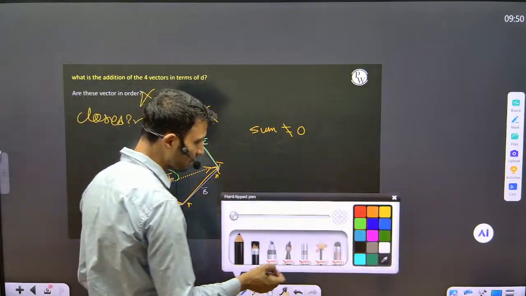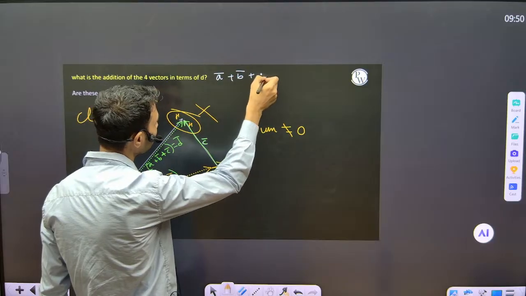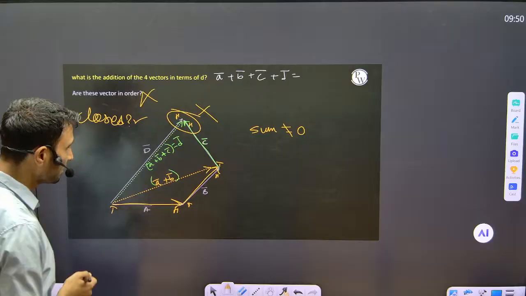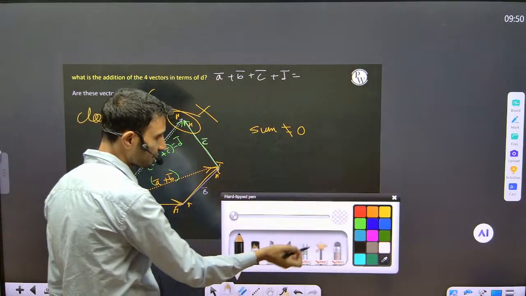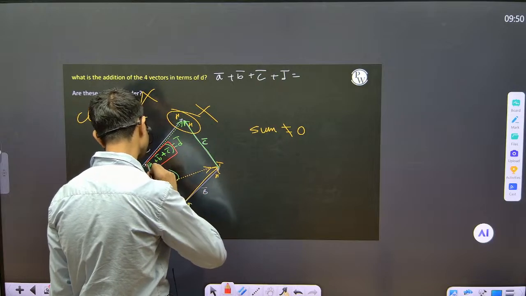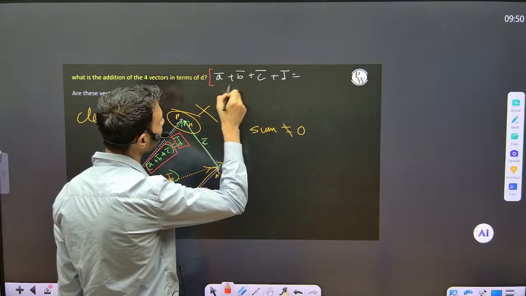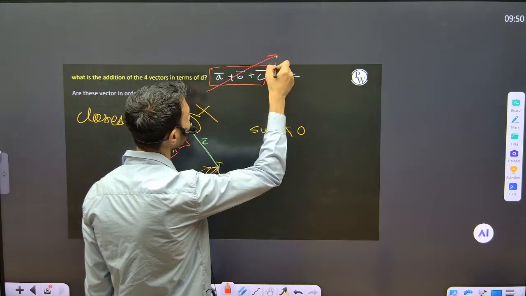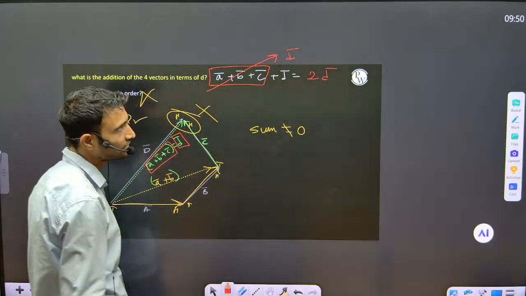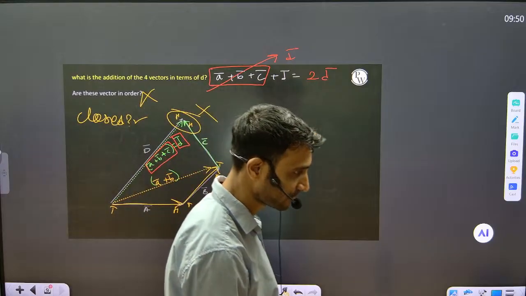And what was the question asking you? It was asking what is A plus B plus C plus D equal to. And we just saw that the value of A plus B plus C is simply D. So the answer becomes D plus D, 2D vectors. Got it?